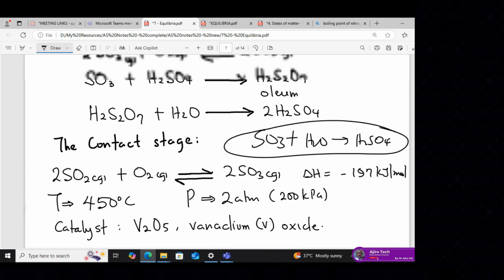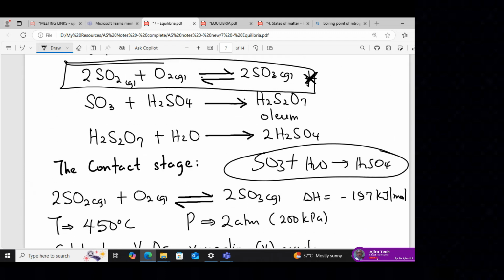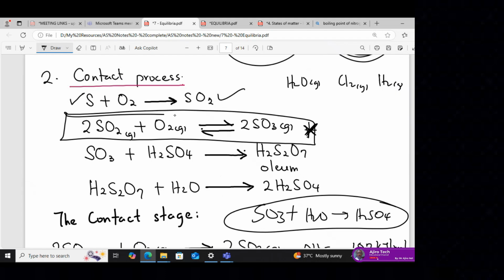Go on. What are the raw materials for the contact stage? SO2. Where do you get oxygen from? From air. So air is used as the source of oxygen. Do you get the point now? Air is used as the source of oxygen.